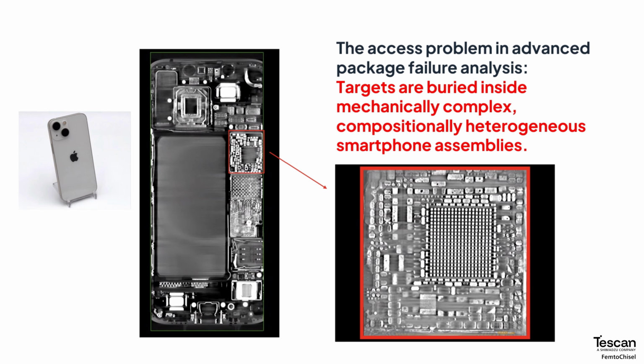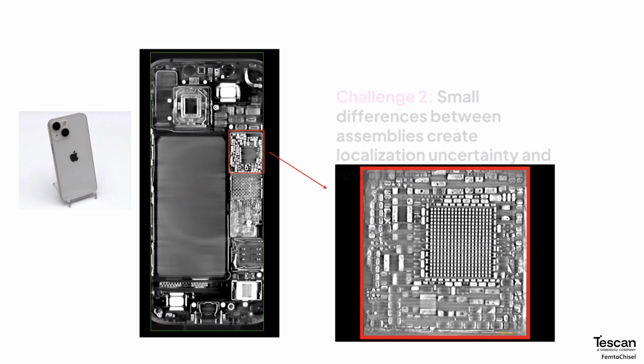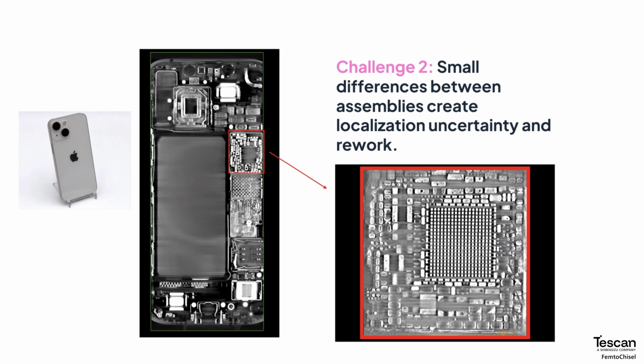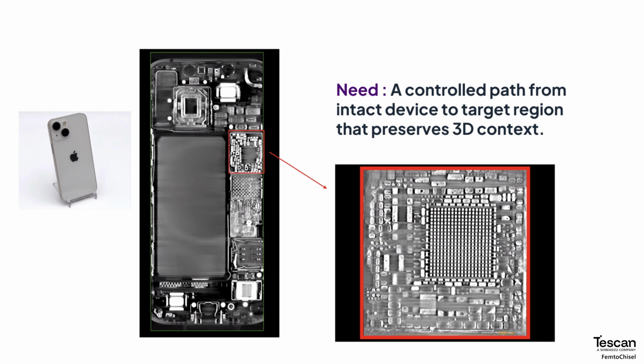One of the major challenges in advanced package failure analysis is simply reaching the region of interest. The target layer may be buried beneath multiple mechanically complex and compositionally heterogeneous layers. Conventional destructive preparation can remove important spatial context before high-resolution analysis even begins. The small variations between nominally similar devices can also make localization difficult and lead to unnecessary rework.